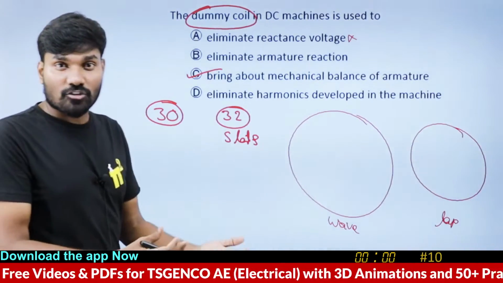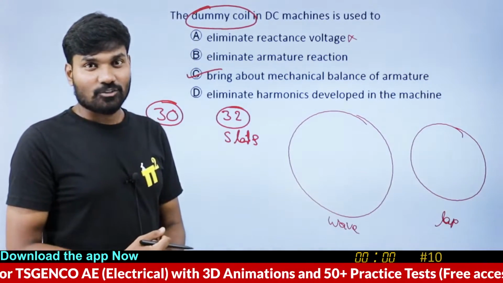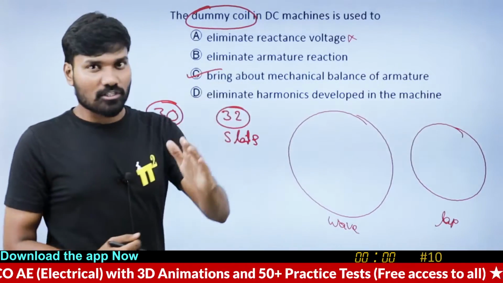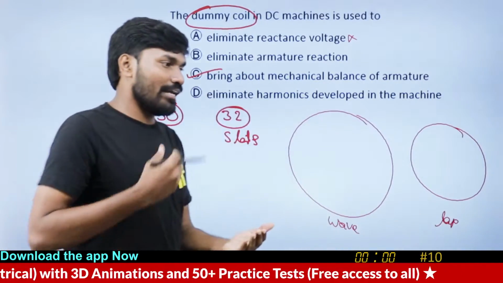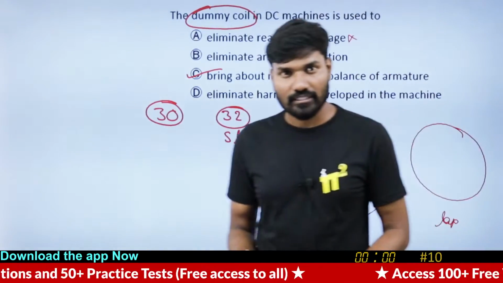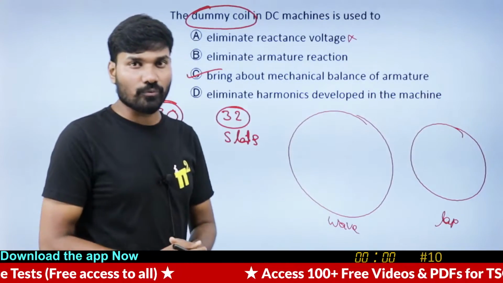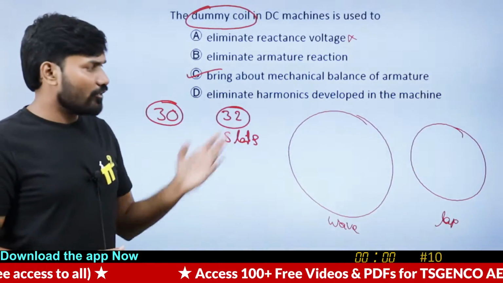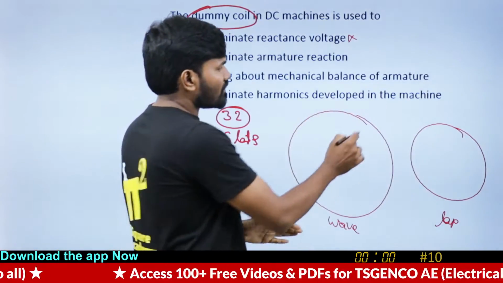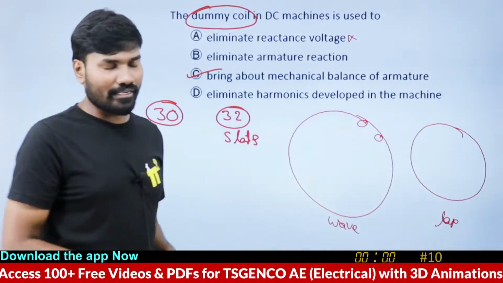But I don't have 30 slots armature core. Okay, so what you'll do, you will take this 32 slots, because if I had to design again, if I had to manufacture again 30 slots, it will be a costly affair for me. So I will sell you 32 slots armature core. Then you will keep 2 slots empty. You will not keep any conductor in that.